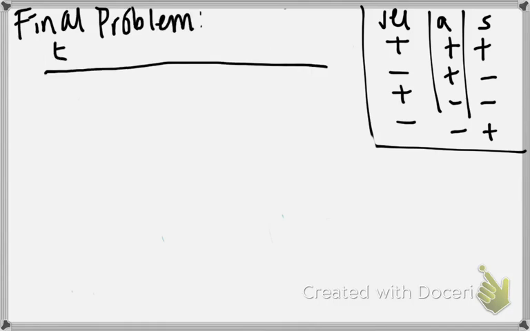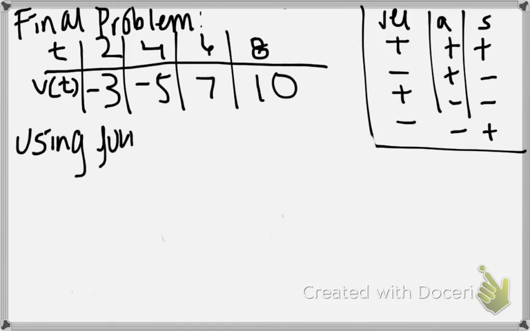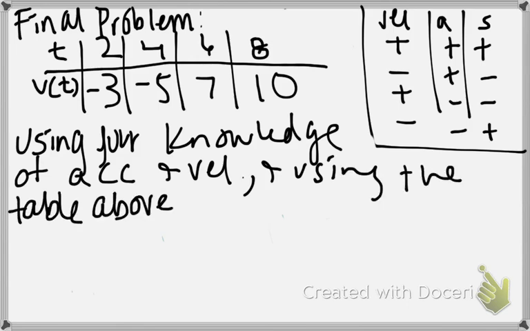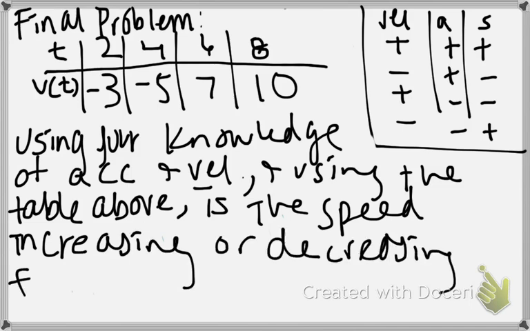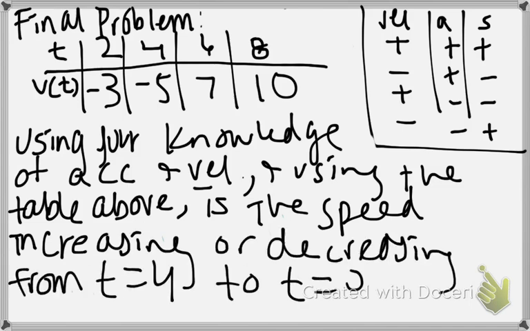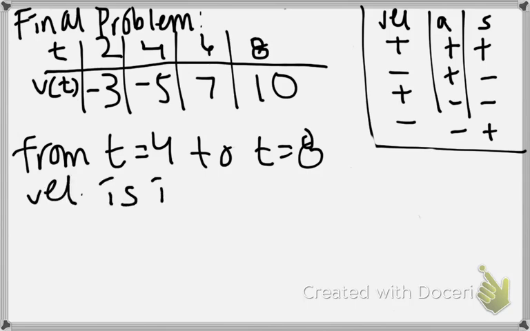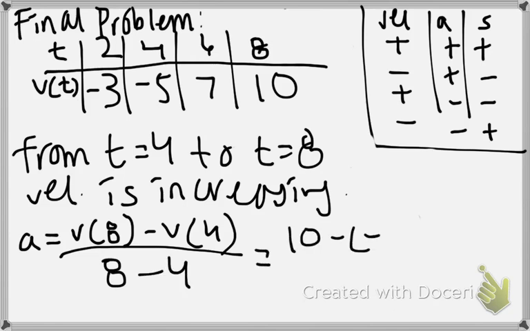We're just going to do another final problem to culminate everything, make sure that everything is understood easily. There's a table here that I've given you, and what I want you to do is, using your knowledge of acceleration and velocity, use the table above to find if the speed is increasing or decreasing from t equals 4 to t equals 8. First, let's find the velocity. Since it's a velocity table, from t equals 4 to t equals 8, which is from negative 5 to 10, the velocity is increasing.